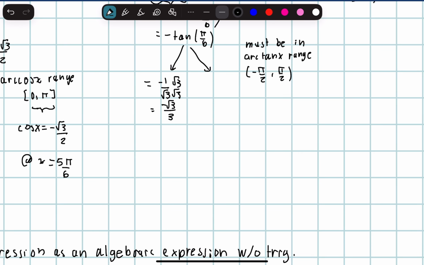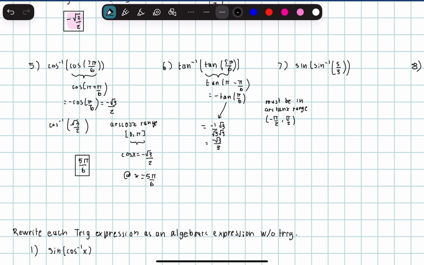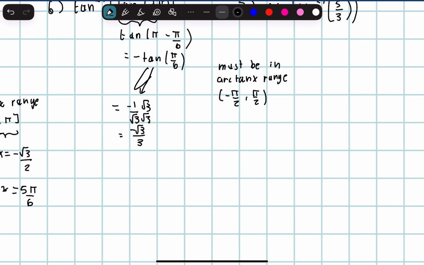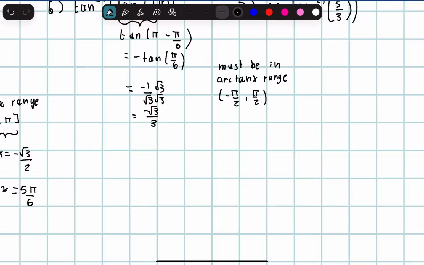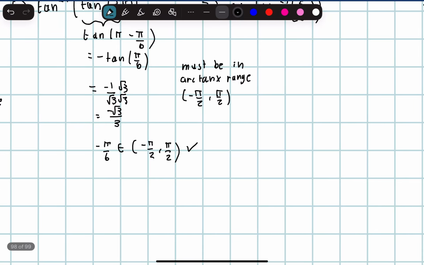Oops. Wait, did we just do this? Okay, yeah. That's right. It's all real numbers, actually. This is negative pi over 6. Okay, ignore what I just said. It is in negative pi over 2, pi over 2. So that means it's right. So that means it's just negative pi over 6.